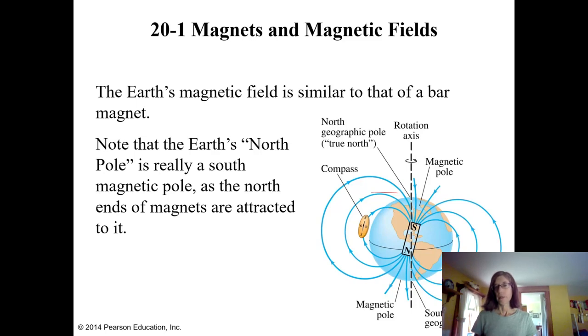So the Earth's magnetic field is similar to that of a bar magnet. And so the Earth's north pole is really the south magnetic pole, and the north ends of the magnets are attracted to it. So it's kind of the opposite of what we think, because remember, opposites attract. So we find that the north magnets are attracting to the south pole.